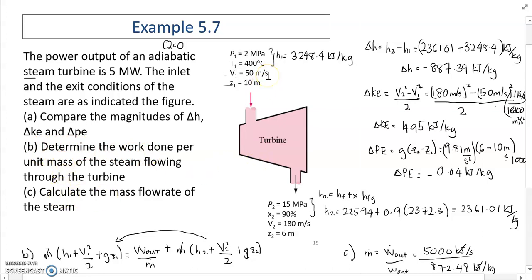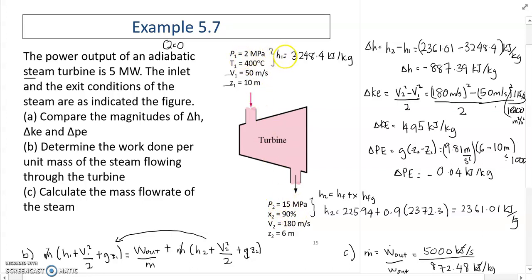First, since we are dealing with steam, you need to look at the steam table. This high pressure and high temperature is superheated vapor, so you need to look at table A6, while at the outlet you have a mixture, so with the pressure you look at the values from table A5.